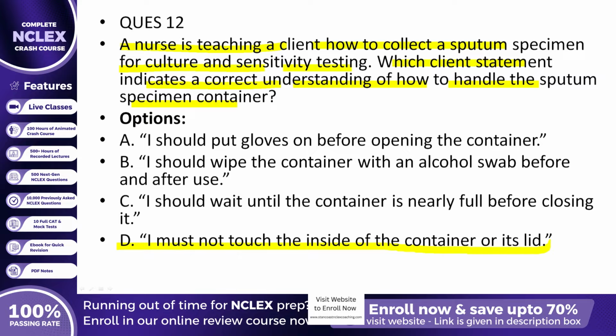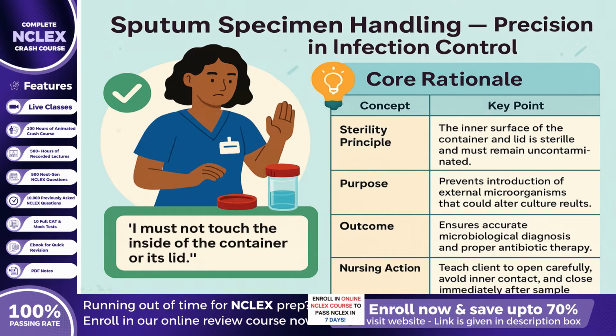Maintaining sterility of the sputum specimen container is the most critical principle for ensuring accurate microbiological testing. The inside of the container and lid are sterile surfaces that must remain uncontaminated until sputum is deposited. If a client's hands, gloves, or any object touches the inside surface, extraneous microorganisms can be introduced, leading to false culture results or inappropriate antibiotic treatment. Therefore, the nurse should teach the client to open the lid carefully, avoid any contact with inner surfaces, and close the container immediately after the sample is collected.